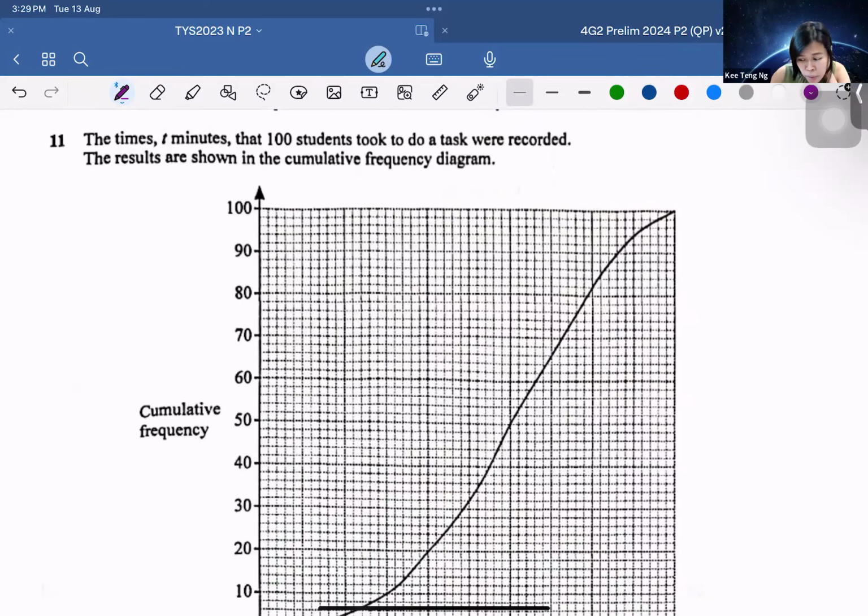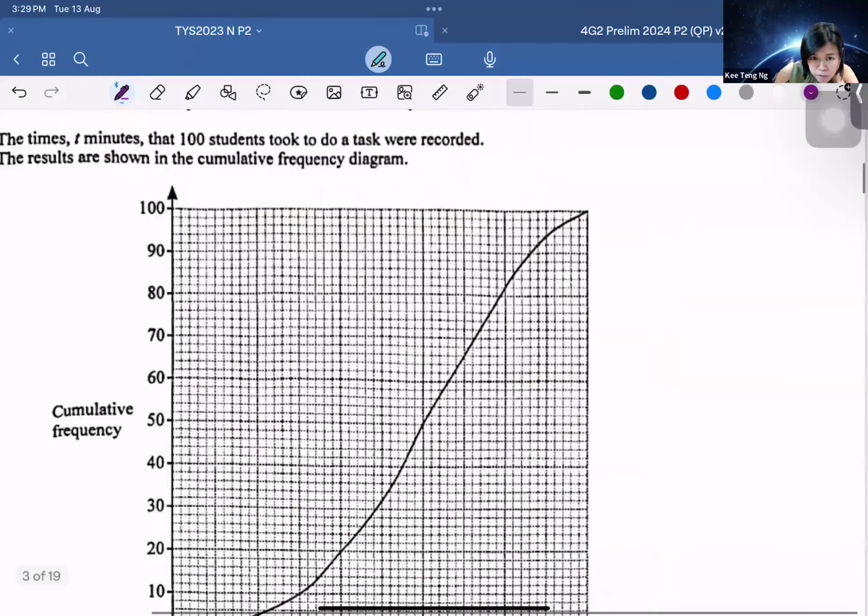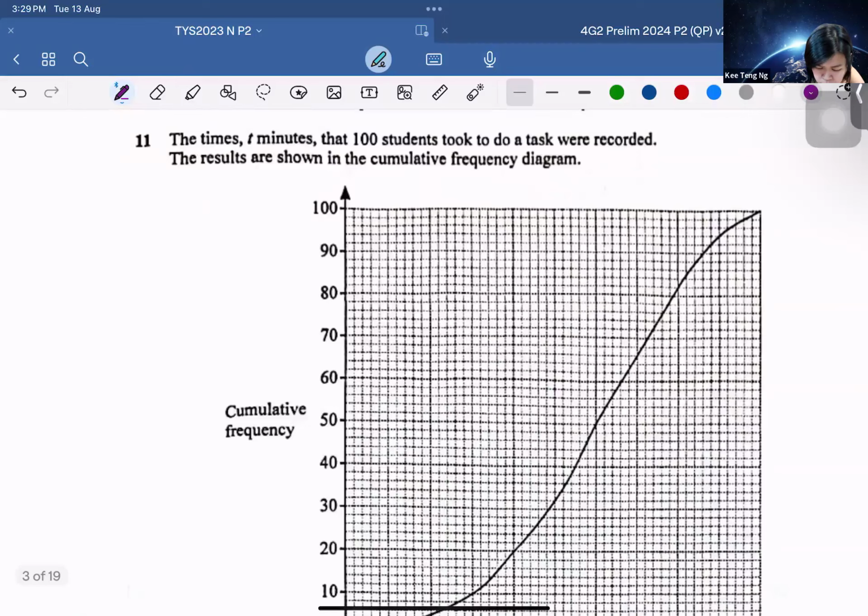Cumulative frequency curve, remember, recall, if I want to find the median, how many percent? In the middle, how many percentile? In the middle, half. Half is how many percent? Yeah, 50th percentile, right?